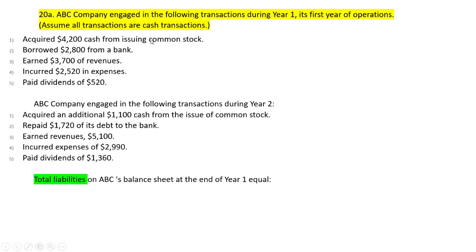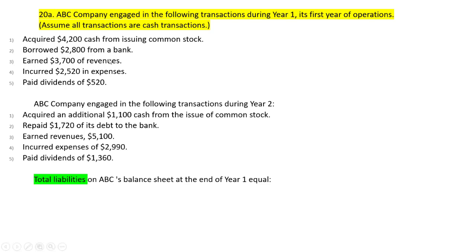Okay, ABC Company engaged in the following transactions during year one of its operations. Assume all transactions are cash, and they want to know what would be the total liabilities on ABC's balance sheet at the end of year one. Okay, so whenever you acquire $4,200 of cash from issuing common stock, assets go up, and so does equity. It has nothing to do with liabilities. We borrowed $2,800 from the bank, so cash goes up under assets, and under liabilities we have an increase of $2,800, and that is a liability.